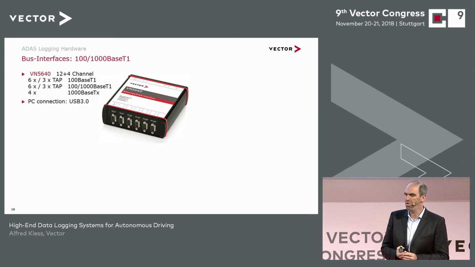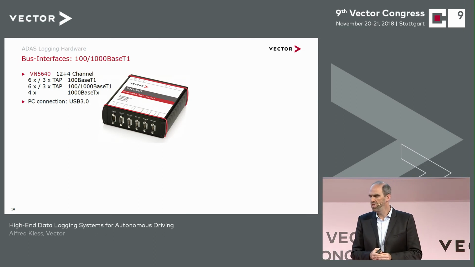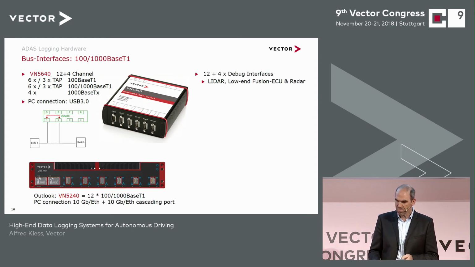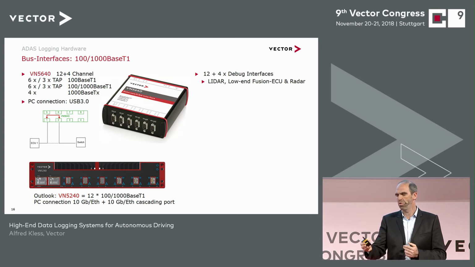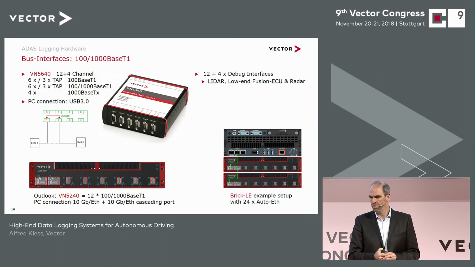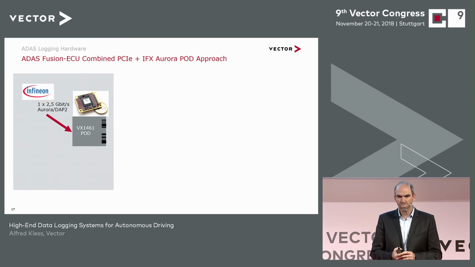On to bus interfaces. I think this is sufficiently known that Vector has got automotive Ethernet bus interfaces up to 12 channels, currently connected with USB 3.0. This is a very multifunctional device, but it's not up for maximum performance. What's being developed here by us is a new device which can be connected with 10 gigabits, and especially the combination of this device and the small brick represents a highly performant Ethernet logging system. It fits right on top of another, and 24 channels with 1000BASE-T1 can then be transmitted to the computer. On to the fusion ECUs, measurement technology.